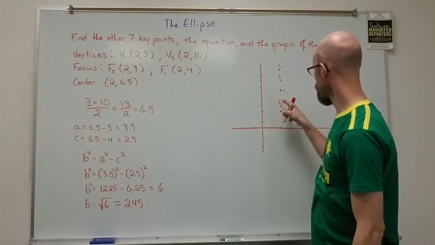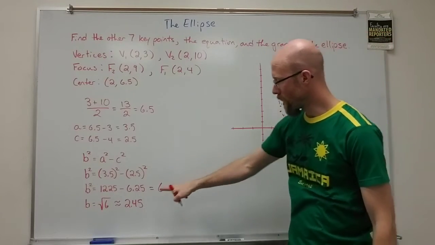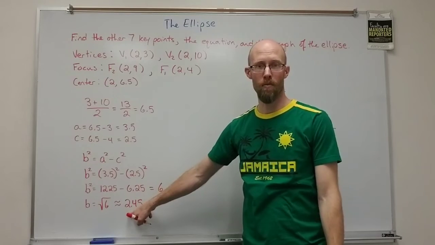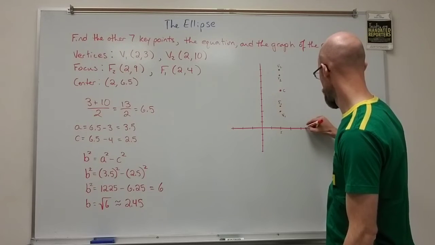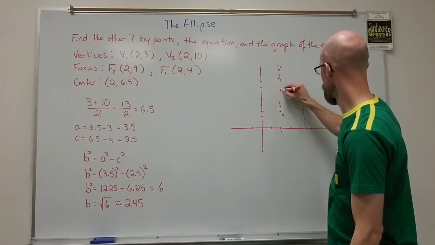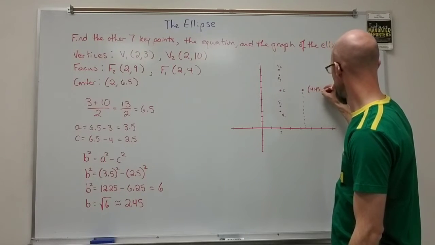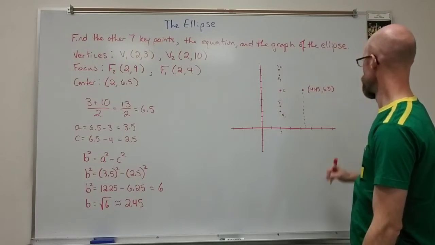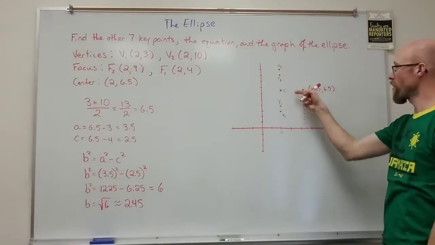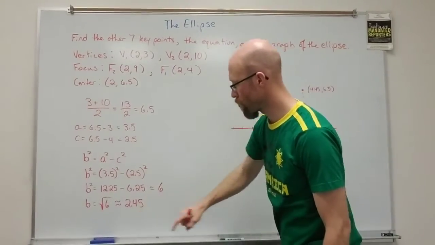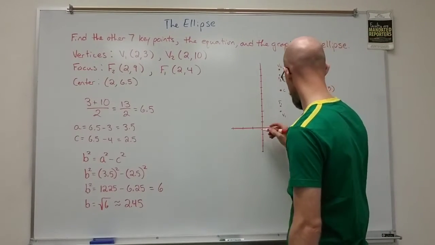And then I need to take this value of 2, which is the major axis, and I need to subtract 2.45 and add 2.45. So that would put me at 4.45, comma 6.5. Right? So that's the 2, add a 2.45, keep it at the 6.5 height. And then if I subtract the 2.45, I'm going to get negative 0.45.